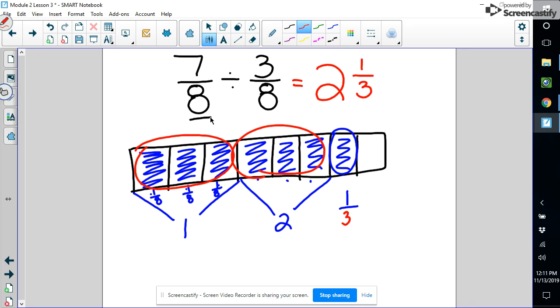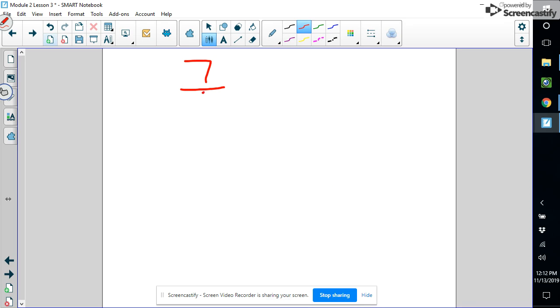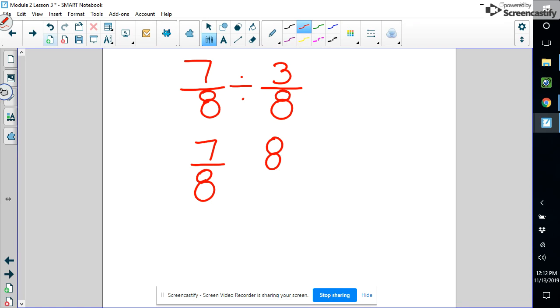Now, I can also do this with a multiplication model as well. So let me go to a new slide here, and I again have the problem 7/8 divided by 3/8. What we've seen in all of our work in our previous lessons is that I can always keep my first fraction the same and flip my second fraction, which is something called the reciprocal. So I would take my numerator and denominator and just flip them over, and the reciprocal would be 8/3. I now can multiply my fractions together. 7 times 8 is 56, and 3 times 8 is 24.